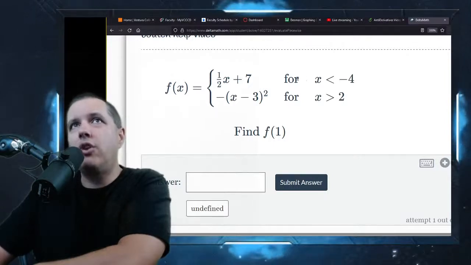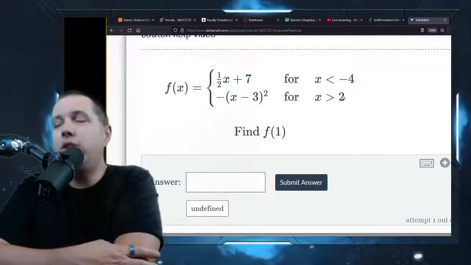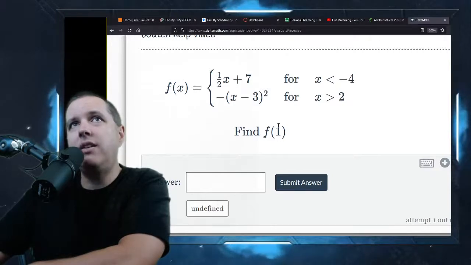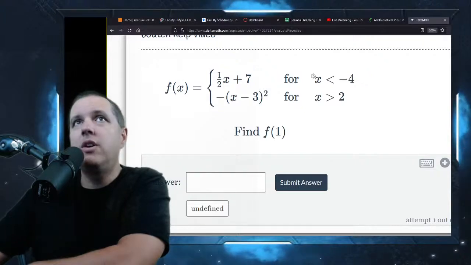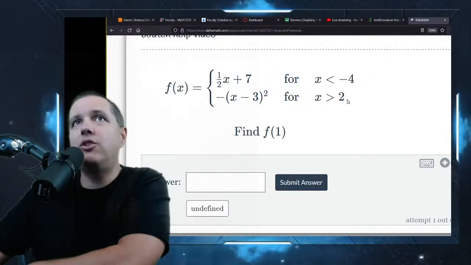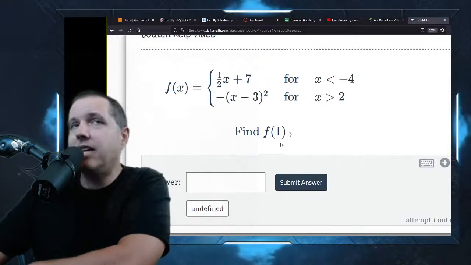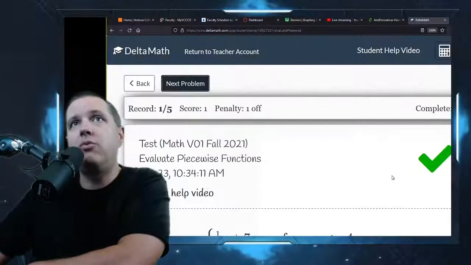Okay. Well, look at our conditions over here. This says use the top rule when x is less than -4. Use the bottom rule when x is greater than 2. So we have to figure out which one it is. Well, is 1 less than -4? No. Is 1 greater than 2? No. So actually our function isn't even defined at x equals 1, so undefined. Submit answer, and we get it.